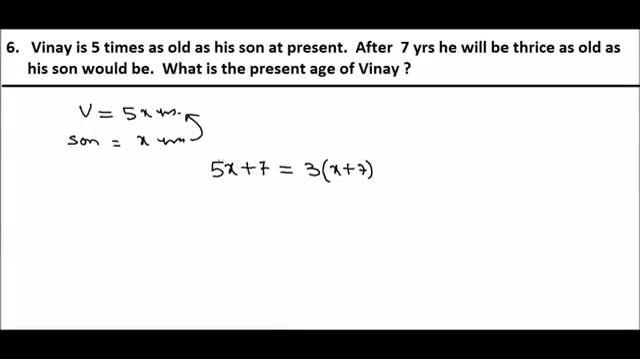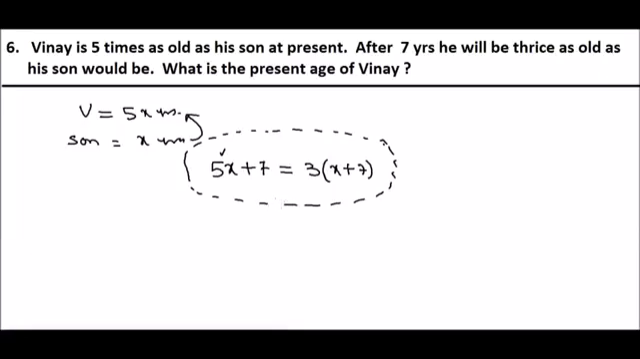Now father means Vinay, present age is 5x. After 7 years, 5x plus 7 is his age. After 7 years it would be 3 times his son's age after 7 years, right? This is the way to convert a verbal statement to a mathematical equation, right?